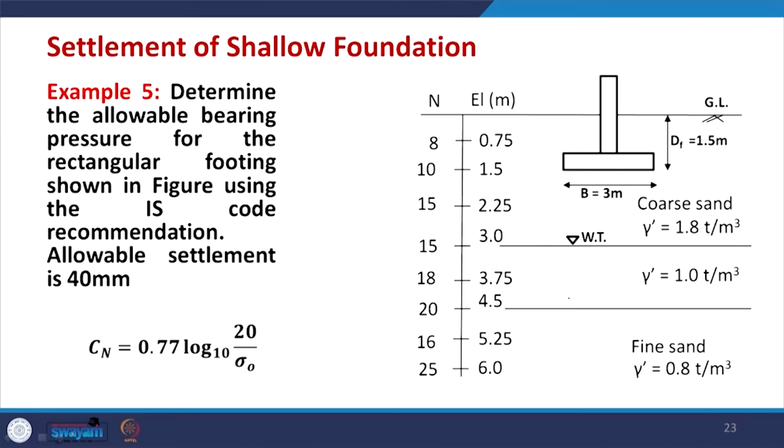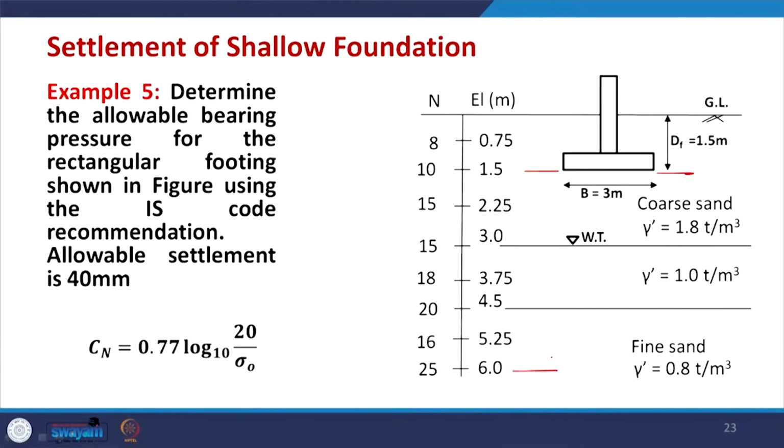The last example is based on the SPT data, and I think I will complete this one in 5 minutes. So, in this case, this is the figure, you see that this footing is given, and B equal to 3 meter is the width of the footing, and the depth of the footing is 1.5 meter, that is from ground level to here. Now, when you want to find the settlement using the SPT data, you need to use the IS code, and the IS code suggests that you find the average value of N below the base of the footing up to a depth of 1.5 times B or 2B.